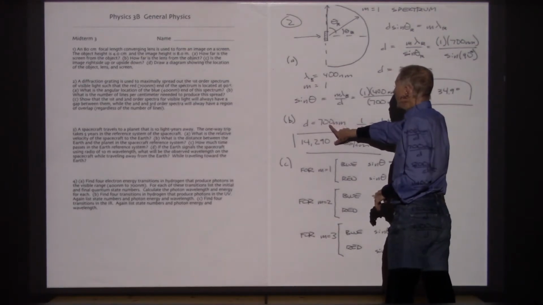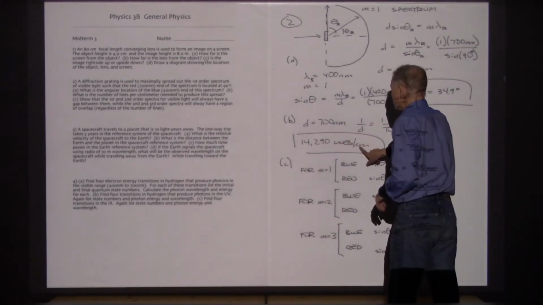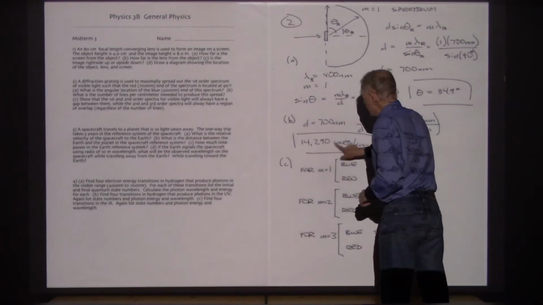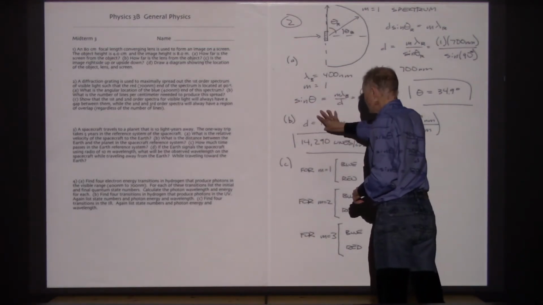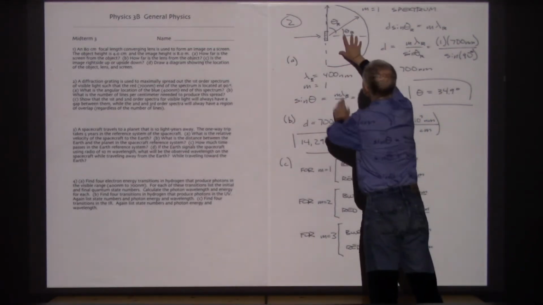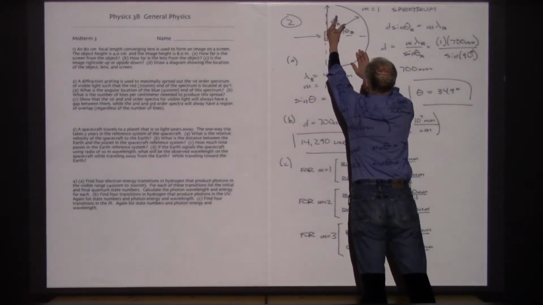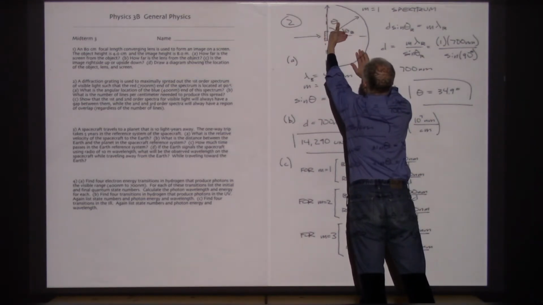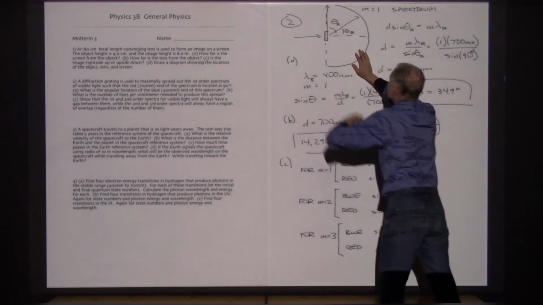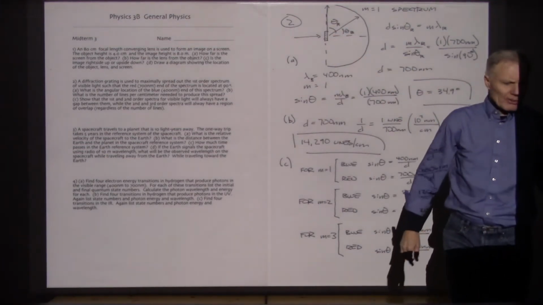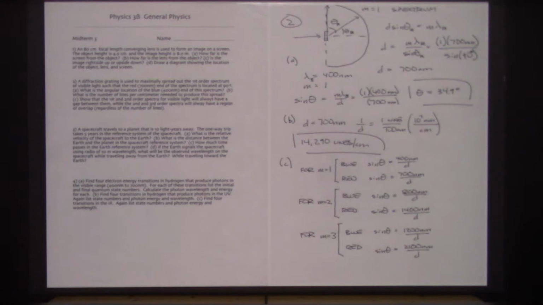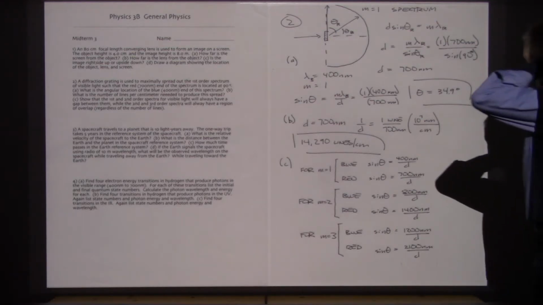Let's dial down the lines per centimeter. If the lines per centimeter go down, if the D value goes up, then what's going to happen is this first order spectrum, both theta blue and theta red, are going to decrease. And what we'll see up here is the possibility of a second order spectrum, and maybe a third order spectrum that we could look at.